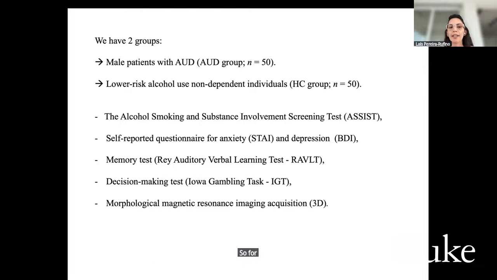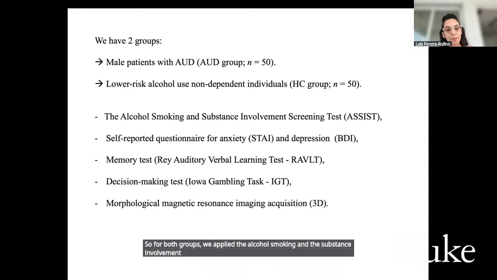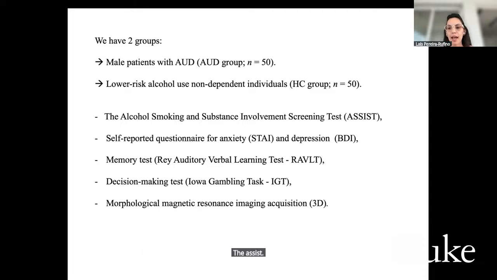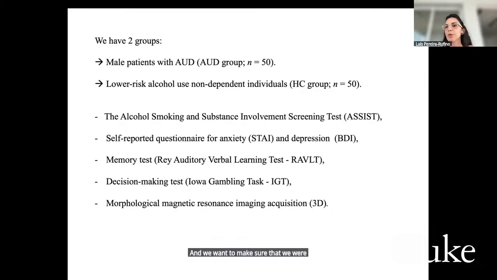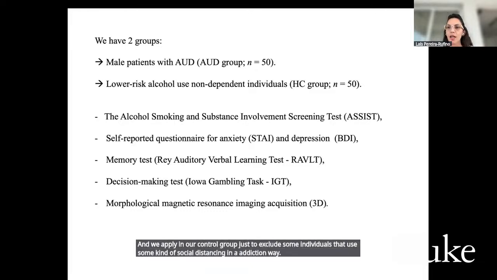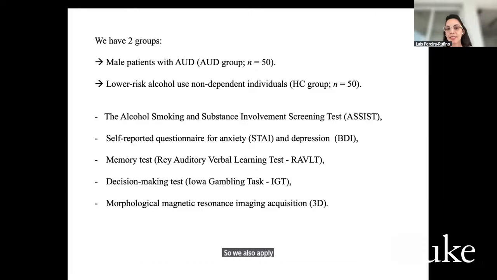For both groups, we applied the Alcohol, Smoking and Substance Involvement Screening Test, the ASSIST. We applied this test because the alcohol group was in a hospital that treats many different kinds of substance use, and we wanted to make sure we were selecting just patients with alcohol consumption. And we applied it to our control group just to exclude individuals who use some kind of substance in an addictive way. We also applied self-reported questionnaires for anxiety and depression. We used two cognitive tests, one for memory and the other for decision-making. And for all individuals, we acquired morphological magnetic resonance images.